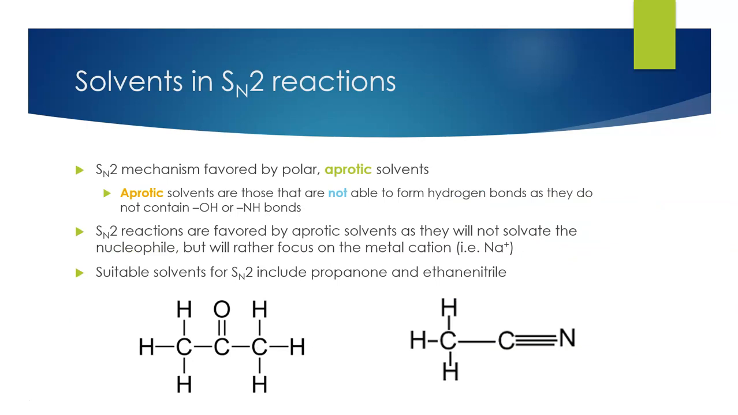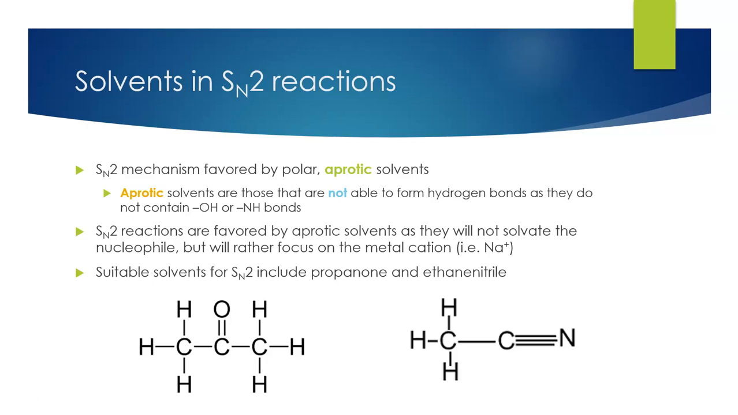The SN2 mechanism will favor aprotic solvents. These are ones that are unable to form hydrogen bonds. So they should be polar, so they could be things like acetonitrile, ethane nitrile, organic compounds that contain a polar group, because our nucleophile also needs to be soluble in our solvent, but so does our halogenoalkane.